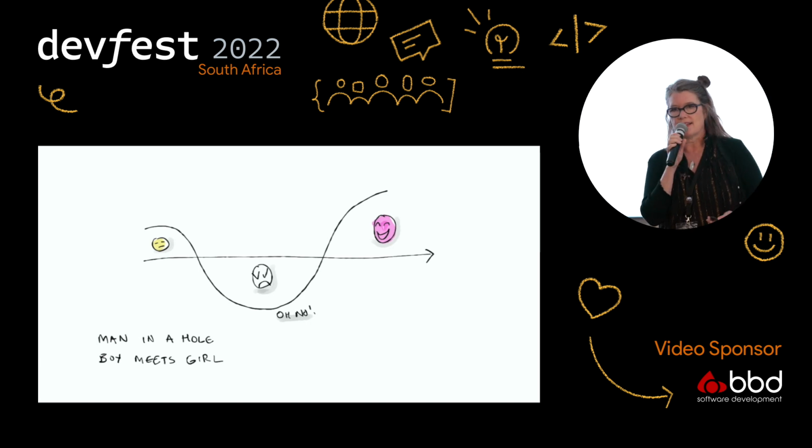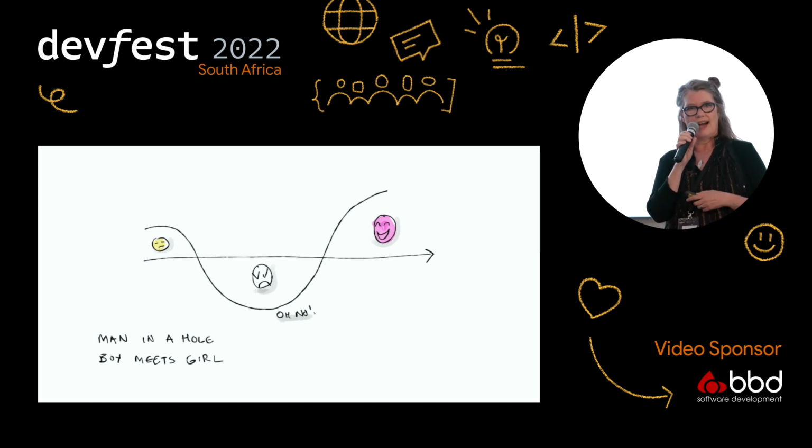There's also this one. And this one is called Man in a Hole, or it's called Boy Meets Girl. And so this one goes something like this. I have an app, I decide, I don't need a framework.